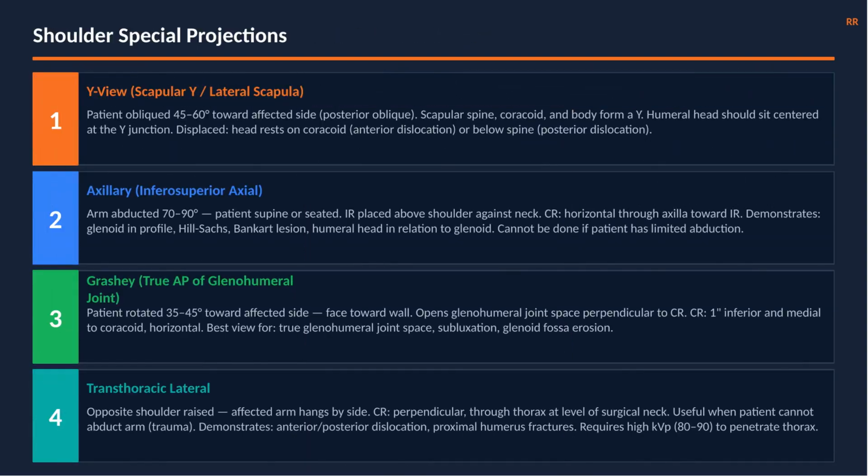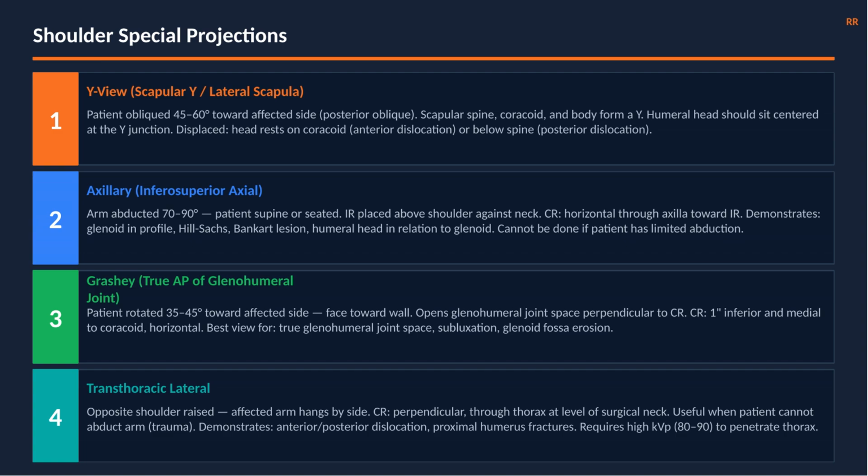4 special projections. The registry tests all 4. The Y view, scapular Y, also called the lateral scapula. The patient is obliqued 45 to 60 degrees toward the affected side, posterior oblique. The scapular spine, coracoid process, and scapular body form a Y shape. The humeral head should sit centered at the junction of the Y. If dislocated anteriorly, the head rests on the coracoid. If dislocated posteriorly, the head lies below the scapular spine.